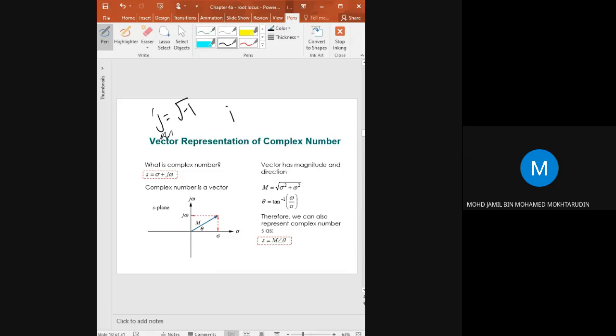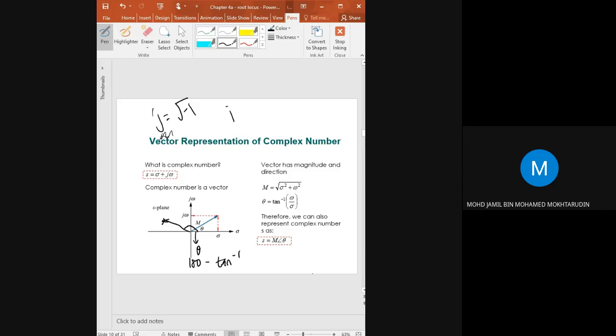Okay, so we have this formula, but the formula for theta depends on how you measure the theta. For example, here theta is tangent inverse, but let's say if your complex number is here, then theta is measured from the x axis to the complex number. So theta here is no longer tangent inverse, it will be 180 minus tangent inverse. Okay, so you need to use your intuition before determining theta, not necessarily tangent inverse.